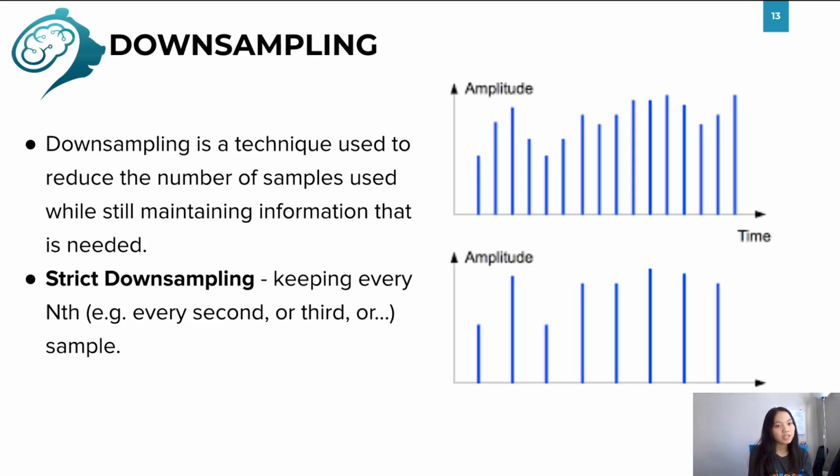And strict downsampling is when you keep every nth sample. And there's another type called decimating, which is just performing a low-pass filter first before doing the downsampling to remove high frequencies that cause artifacts.